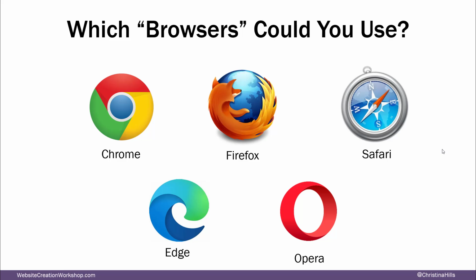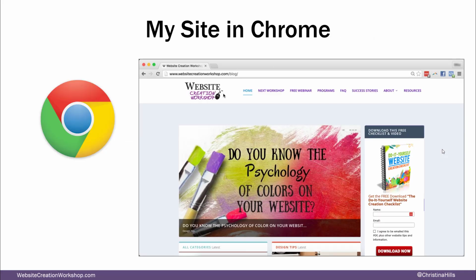All right, so which browsers could you use? So I'm just going to talk a little bit about the different browsers. And in this slide, you can see there's Chrome, Firefox, Safari, Edge, and Opera. Not that many people use Opera. I've never used Opera. Edge used to be called Internet Explorer. I don't know why they changed the name of it. But I used to use it, I don't. I primarily use Chrome and Firefox.